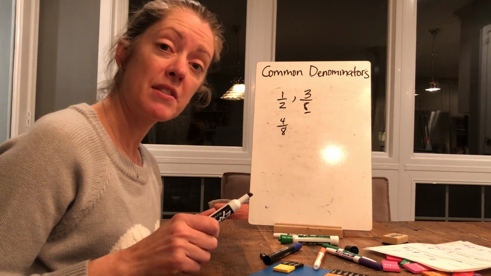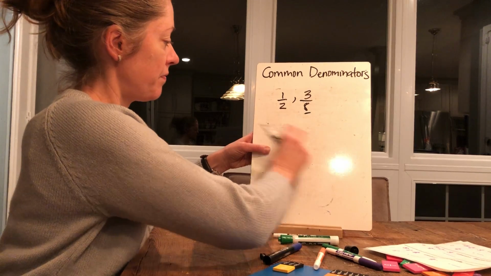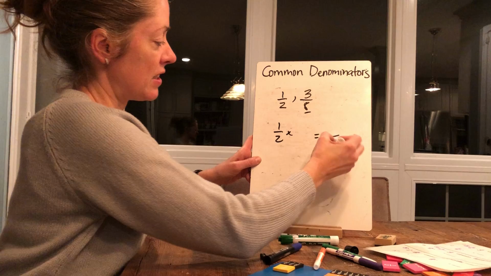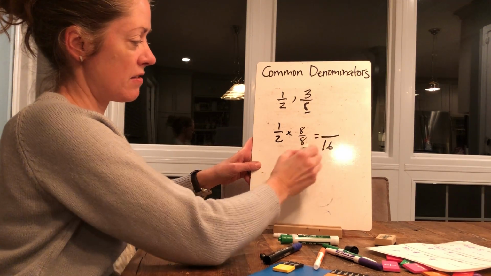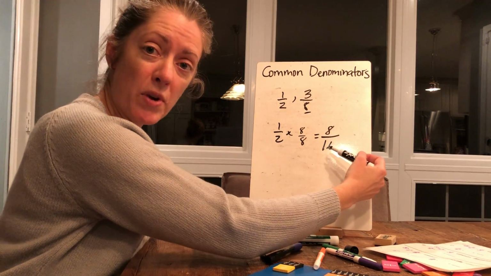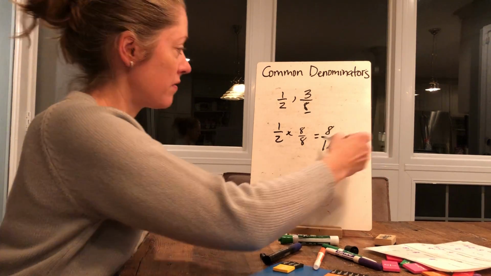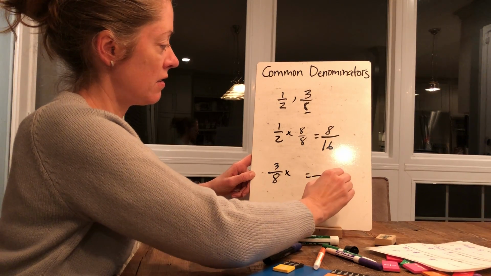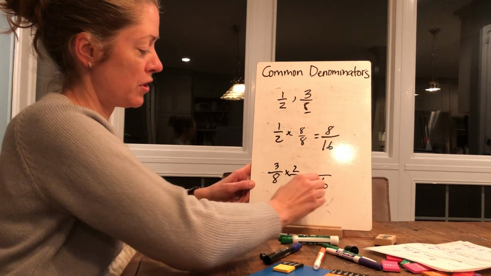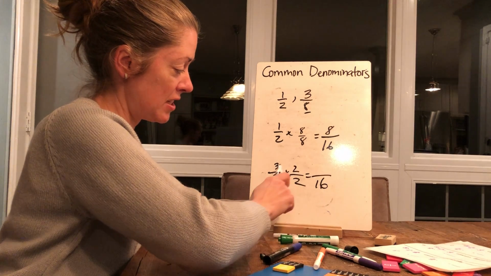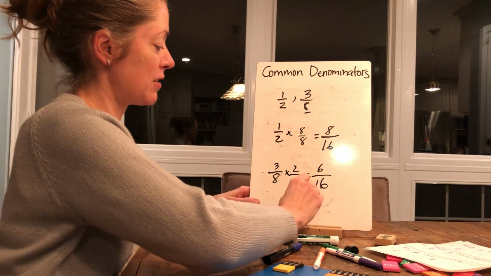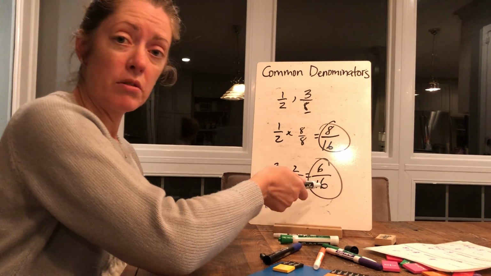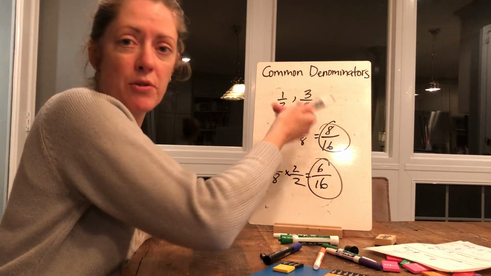Perhaps you used 16ths. That could work too. 1/2 times what equals 16ths? Well, then you would know 8/8. 8/16 we know is equal to 1/2 because 8 is half of 16. 3/8 times something, well, it would be 2/2, right? 8 times 2 is 16, 3 times 2 is 6. So your final answer would have been 8/16 and 6/16. Or, if you'd done the first way, it could have been 4/8 and 3/8.